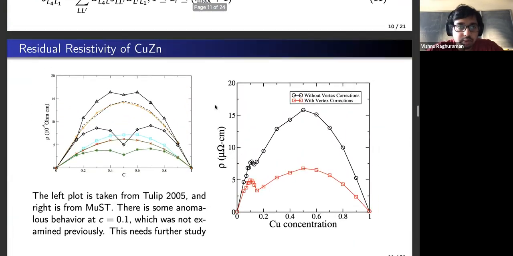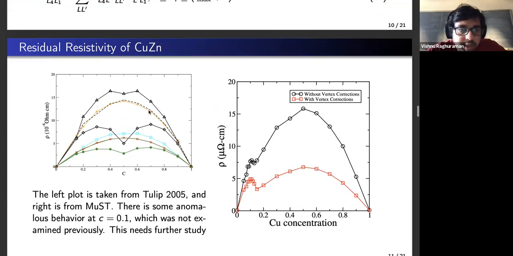If we go back to copper zinc, the left-hand side plot is obtained using the Munich code. They have a bunch of different plots because they also have some short-range order. But what we need to compare is this black dashed plot with the black plot on the right, and these red crosses with the red squares on the right, because that's the single site result without and with vertex corrections. So you can see that for this system, there's quite a significant effect of the vertex corrections due to both S and D character at the Fermi energy.